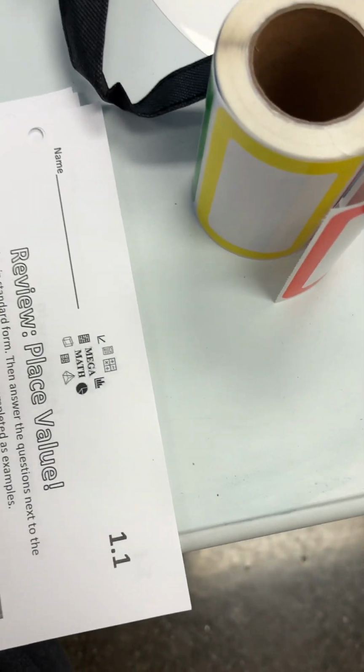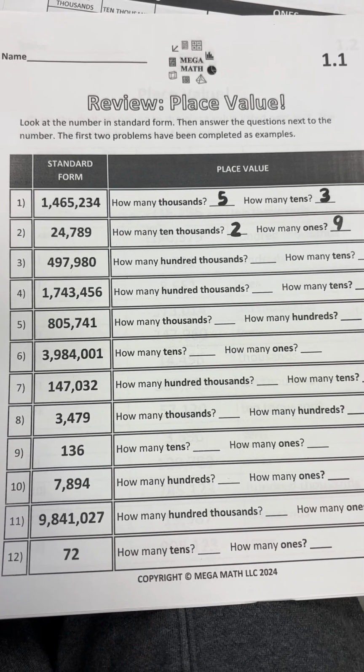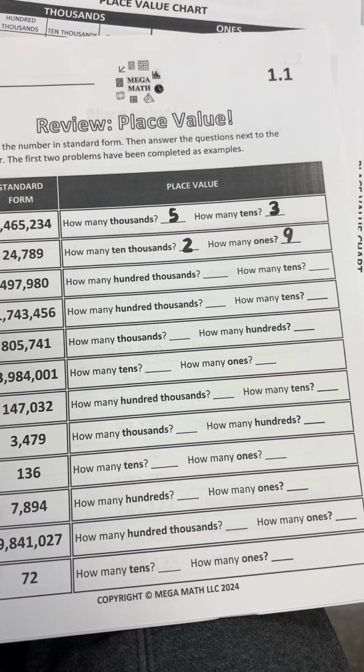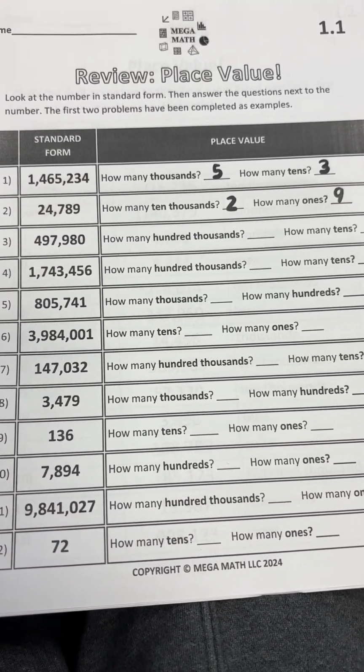So that's just a reference. The next paper that they are going to get is sort of a review of place value. We may need to walk around and help kids who need help with reading. We don't want them to be scared off by the reading.